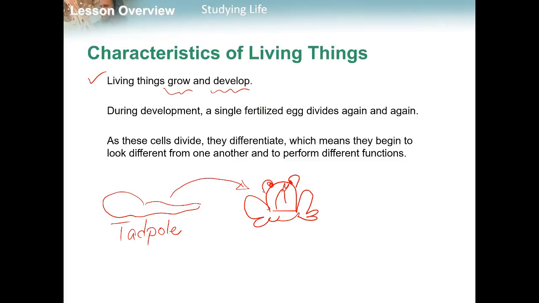So a single fertilized egg will divide again and again until it's growing, increasing in size, and then those cells are going to differentiate. They're going to change. They're going to become specialized. And we're going to have cells that will be muscle cells and nerve cells and digestive cells. And they'll start to have different functions so that that individual takes on a whole different look, a whole different appearance.